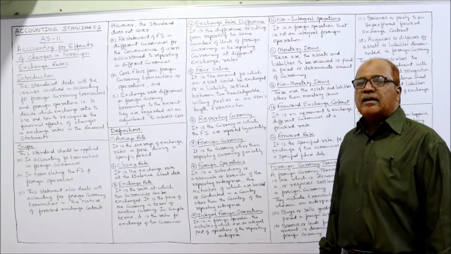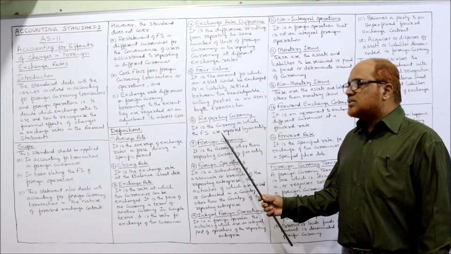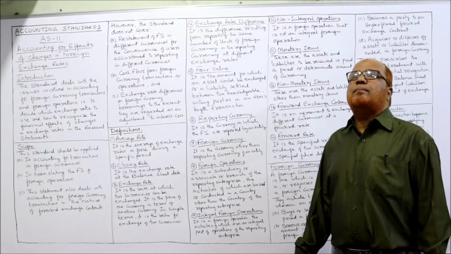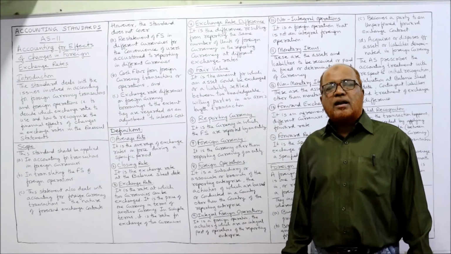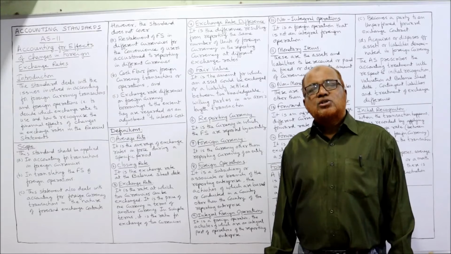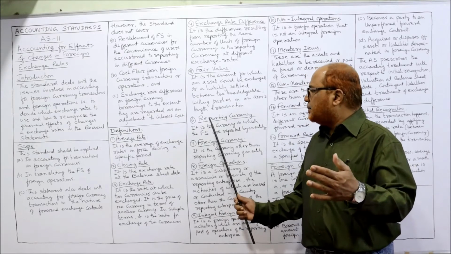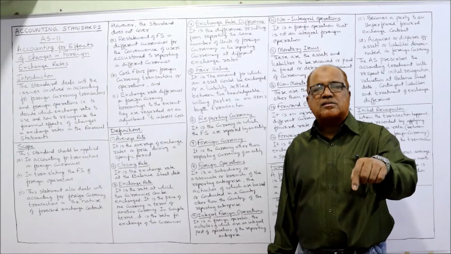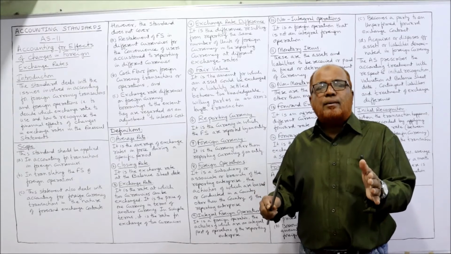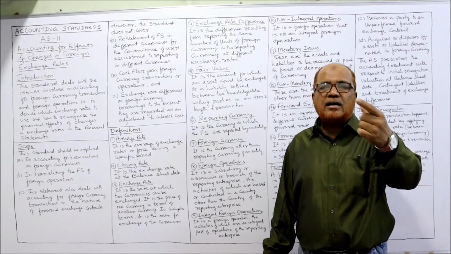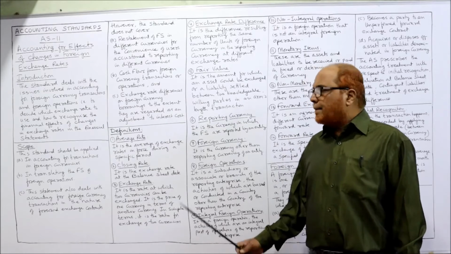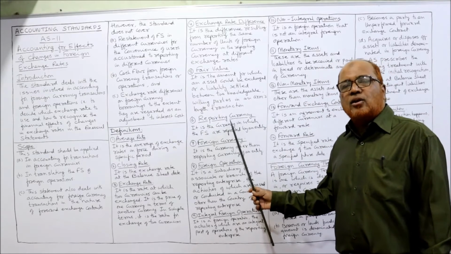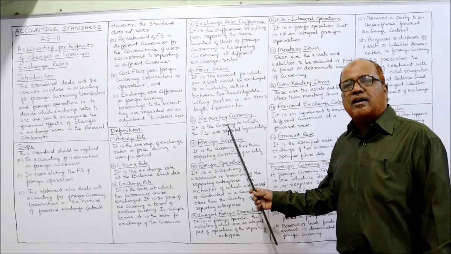Next is reporting currency. It is the currency in which the financial statements are reported by an entity. For example, in India, the home currency is rupees. So the reporting currency is rupees, because all Indian companies will make the financial statements in terms of rupees. So that is called reporting currency. Indian rupees is the reporting currency for India.